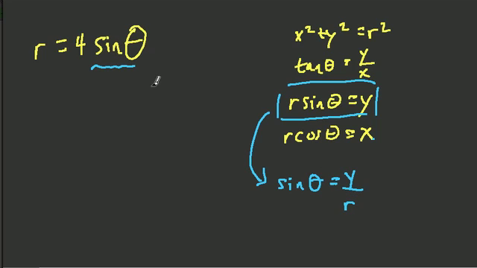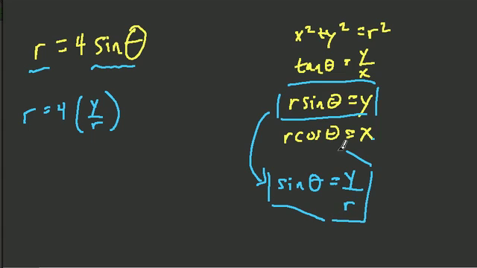So we can plug that in here, and it's getting us a little bit closer to our goal. Remember, the goal is to replace r's and sines of thetas with y's and x's. So we're getting there. r equals 4 times y over r, which is what sine of theta equals right here in the context of this problem.